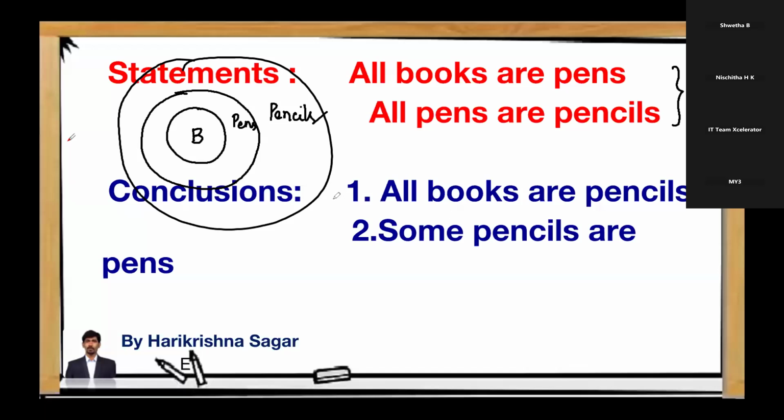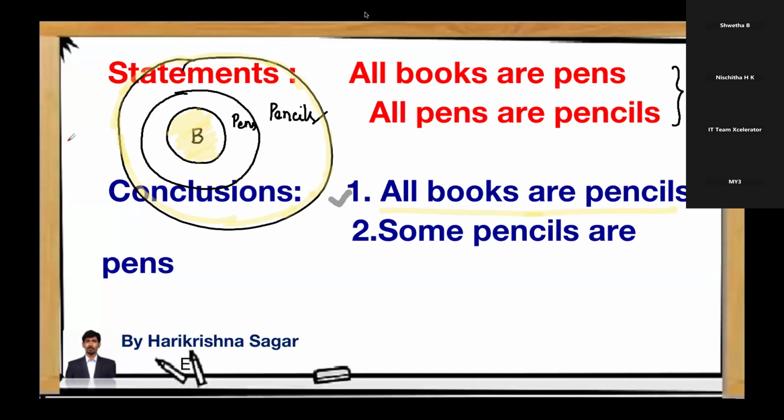So let me read the first conclusion. What is the first conclusion which they have given? If you observe, the first conclusion is: all books are pencils. So where is books? This is books. And he's saying that all the books are pencils. And what is pencils? Pencils indicates a larger circle. So do you think this conclusion is correct?